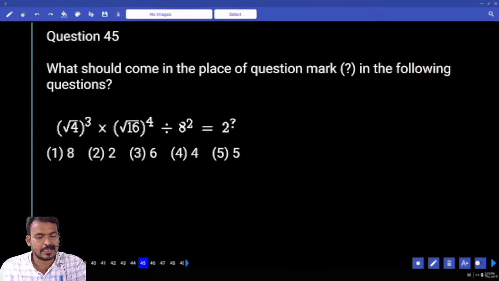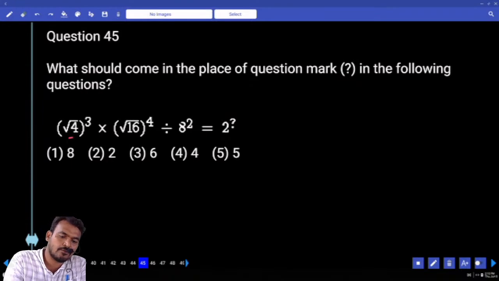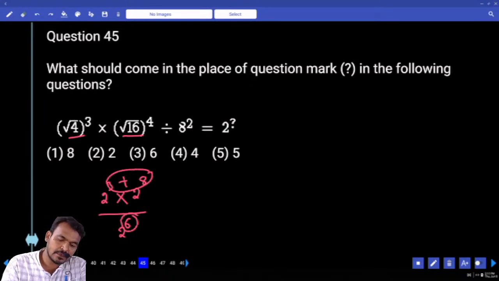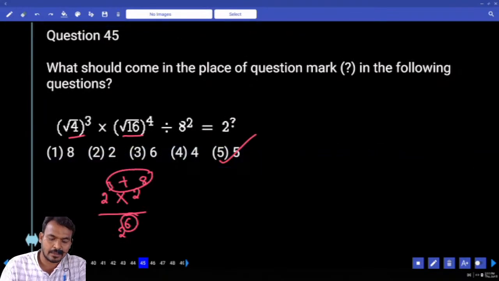Next, 45. What is the right hand side value? 2 power something. Then left hand side also converted to 2 power something. Square root of 4 means 2. What is the power value? 3. That is 2 power 3. Square root of 16 is 4. That is 2 square, already power 4. That is 2 power 8 by 8 square, which means 2 cube power 2, that is 2 power 6. 3 plus 8, 11 minus 6. What is the answer? 5.